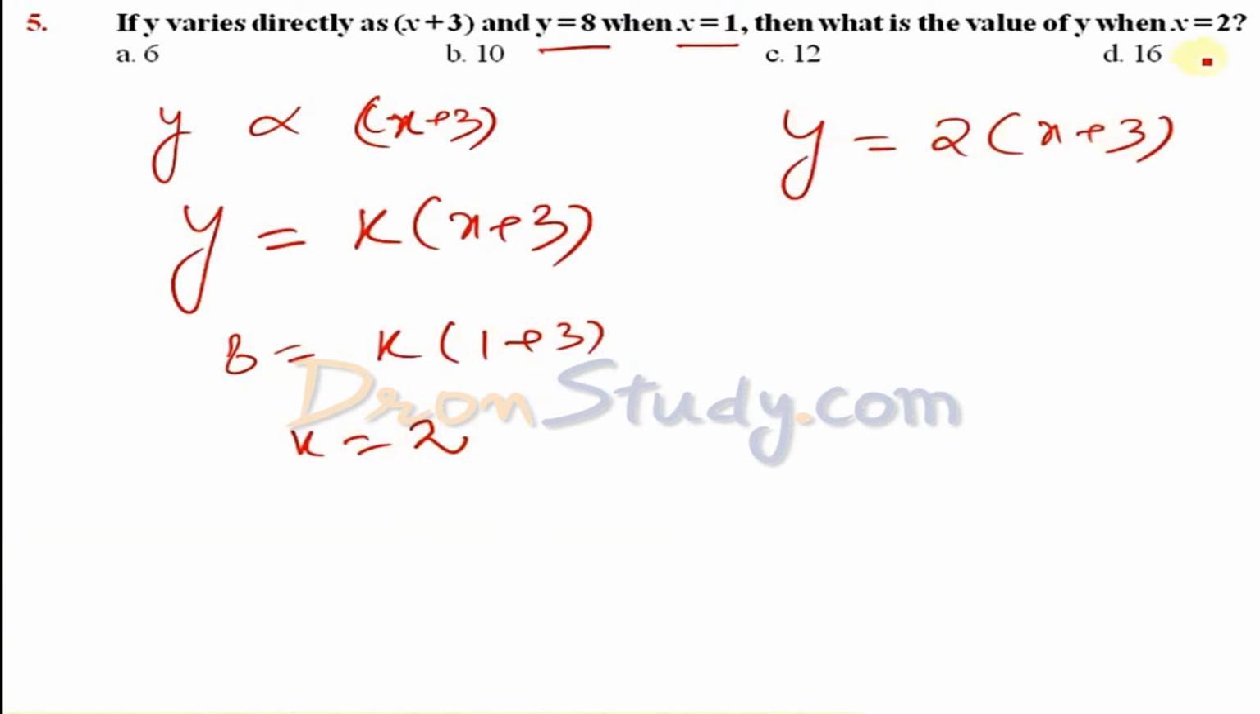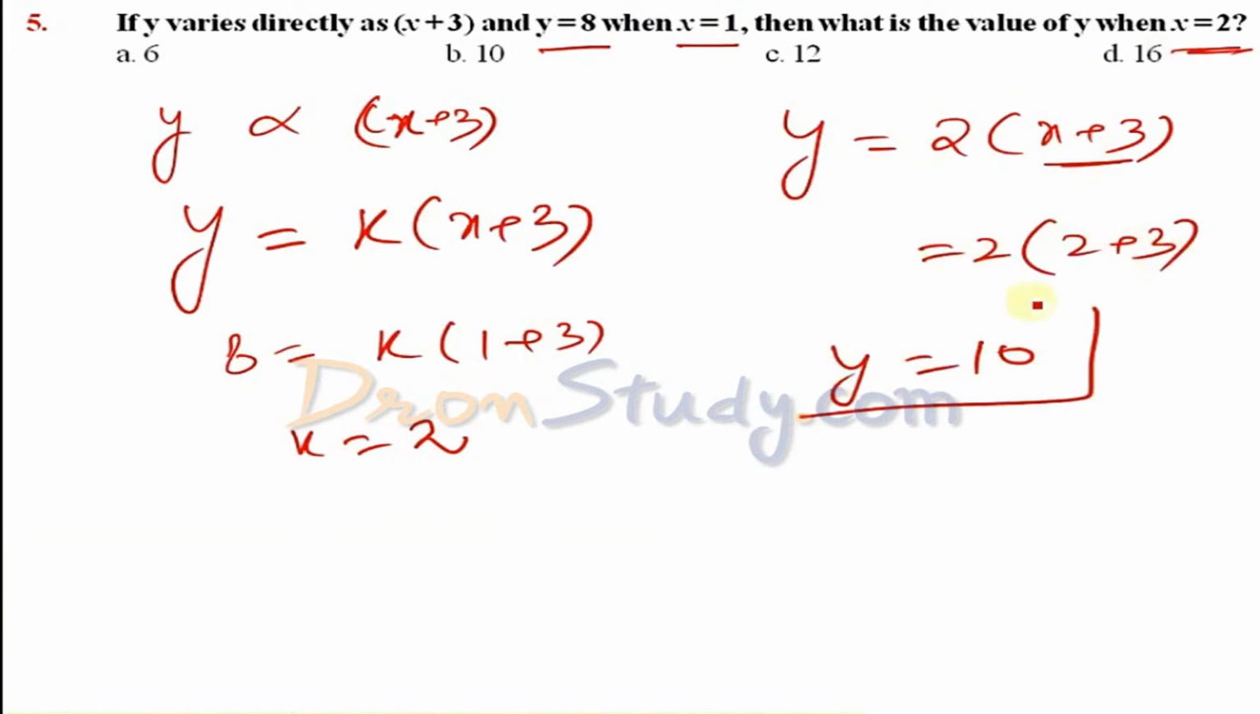Now given that x is equal to 2, put this 2 here, we have 2 into 2 plus 3, that is 5. So y would be 10. Answer is B option. Right? Next question.